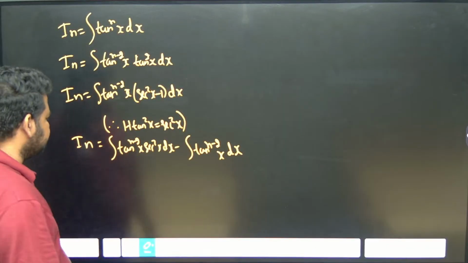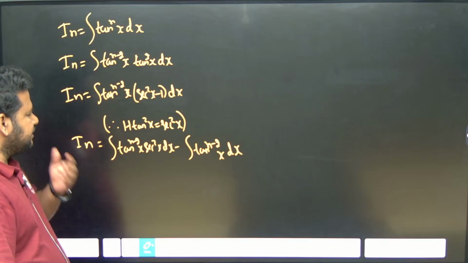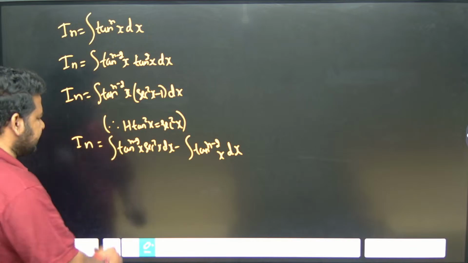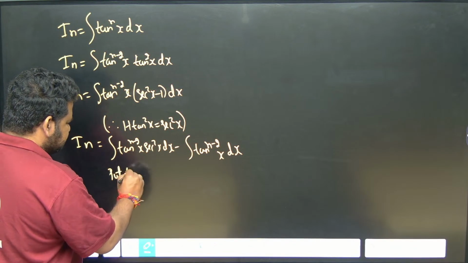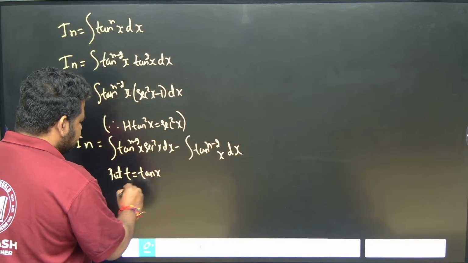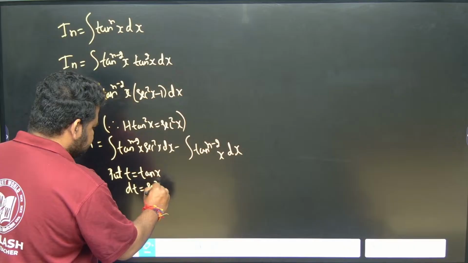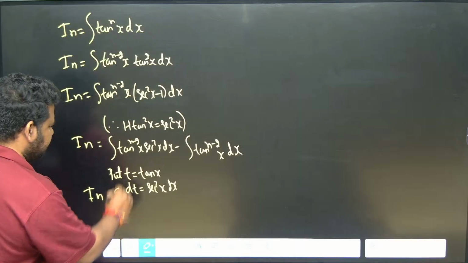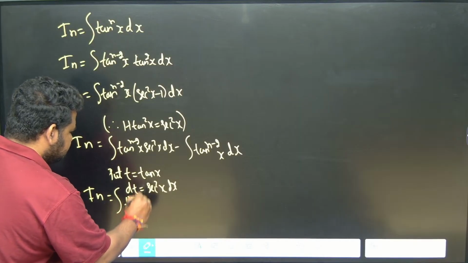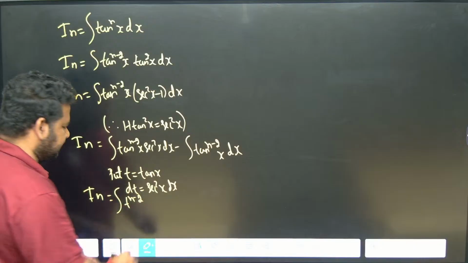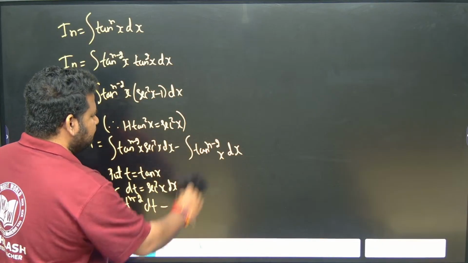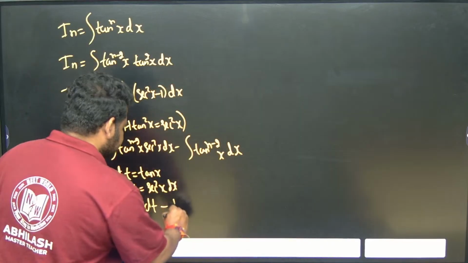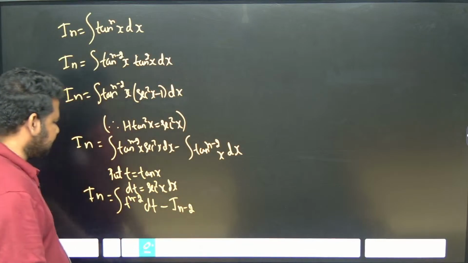Now what I can do here, I can put t equal to tan x. Don't skip the steps, put t equal to tan x. So dt will become secant square x dx. So this will become I_n equal to the integral of t to the power n minus 2 dt minus the integral of tan^(n-2) x dx. This is nothing but I_(n-2). This is what I'll have.